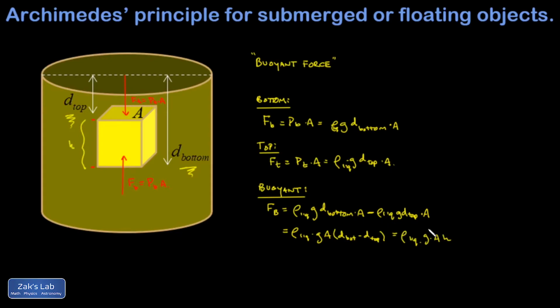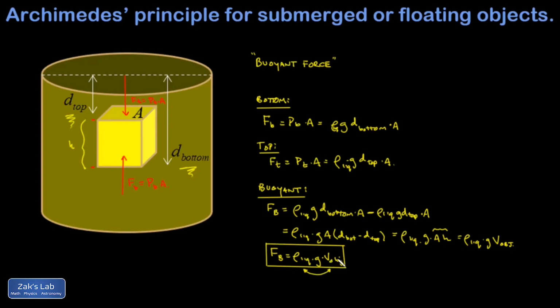And then I realized that in my expression, I have an A times h. So that's the area of this thing multiplied by the height, which is the volume of the object. So finally, I end up with rho liquid times g times the volume of the object. And it might be fair to call that Archimedes' Principle, but I want to go one step further and get something more like what Archimedes actually said.